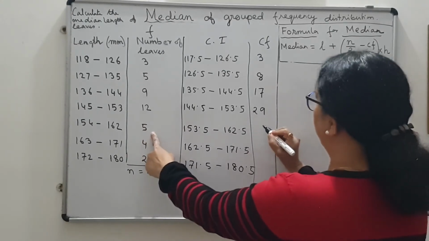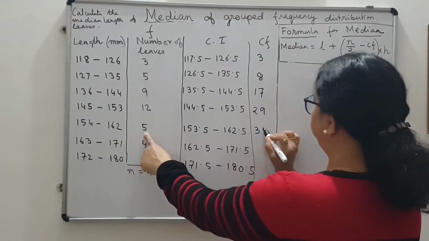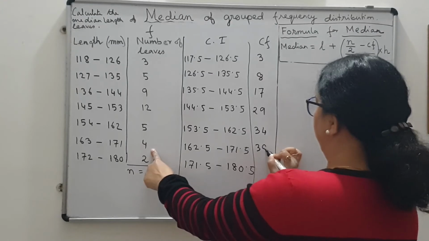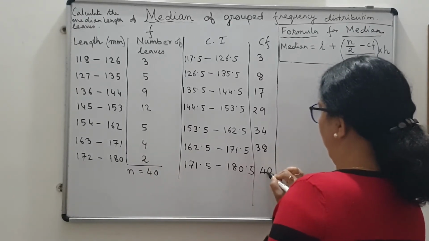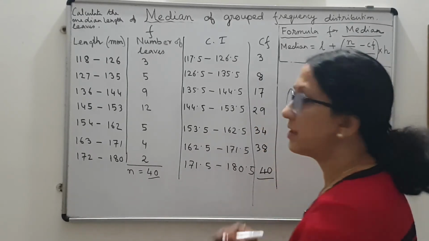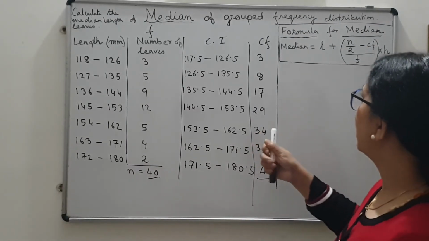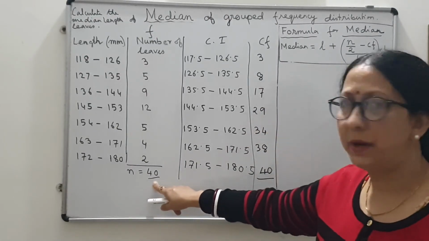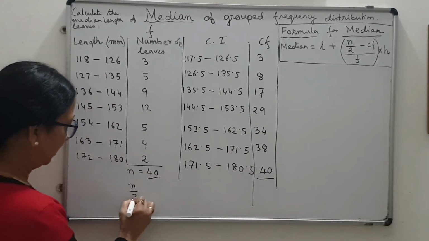Then 29 plus 5, it will be 34. Then 34 plus 4 is 38. And lastly 38 plus 2, 40. So n is 40, and the last CF is also 40, so it is correct. Now I have to choose the class whose cumulative frequency is closest to n by 2 but greater than n by 2. So what is n by 2? n by 2 is 20.